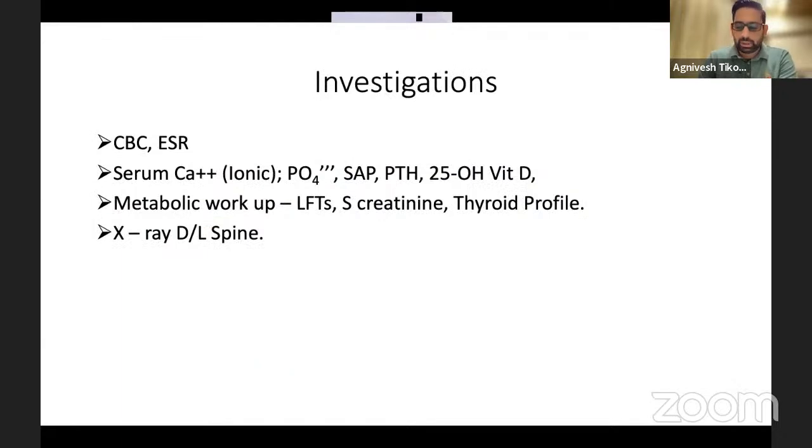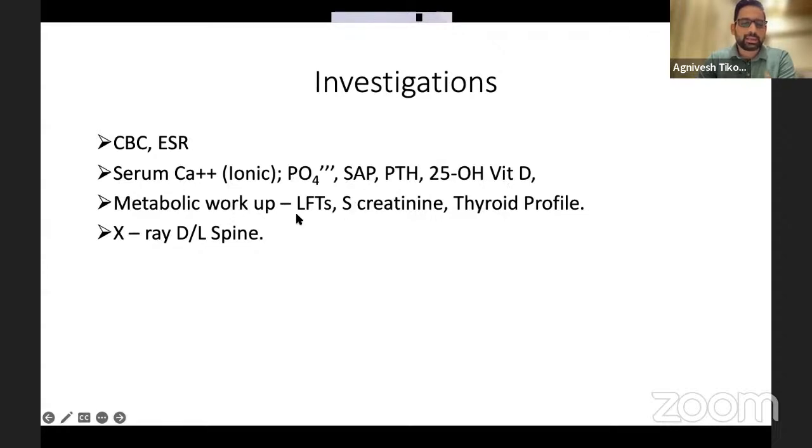For any patient of osteoporosis, you should at basic do a CBC, ESR, serum calcium levels. Either you do ionized calcium or you measure the calcium along with albumin and do the albumin correction of the calcium. You should do a serum alkaline phosphatase, PTH, vitamin D.